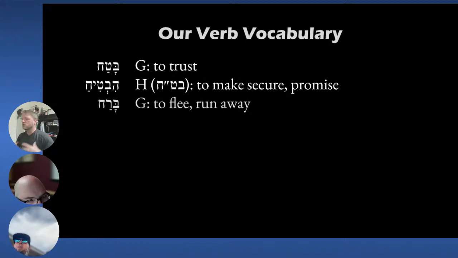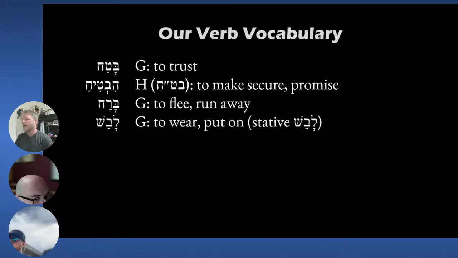I want to stress the importance of feeling the verbs in their form and not saying batach in the hifil. There's no such thing as batach in the hifil. There's hivtiach. Barach means he fled or he ran away. It's in the kal. Lavash, in the kal, means to wear or put on. It can also be a state of verb. Instead of lovesh, it can be lavesh.